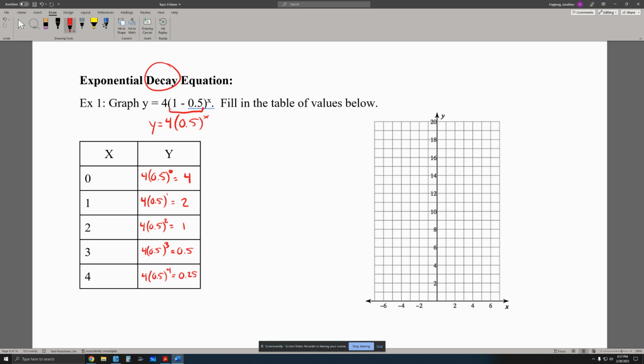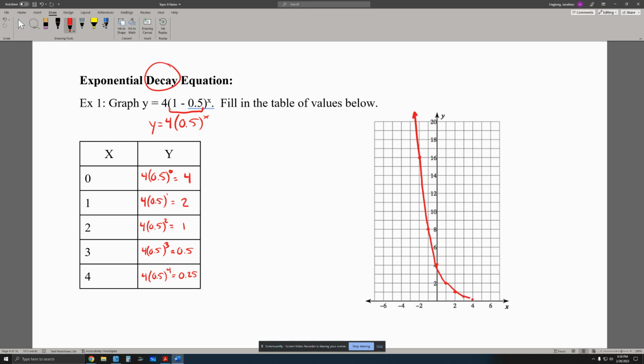Okay? So if we plot these points, here we have 0, 4, that's our initial value. We've got 1, 2, 2, 1, 3, 1/2, 4, 1/4. If I were to follow this pattern, I know that negative 1 is also going to hit the point 8. So negative 1, 8. We would do negative 2, 16. Right? We would continue that pattern on the left-hand side as well. All right, so go ahead and extend that graph.